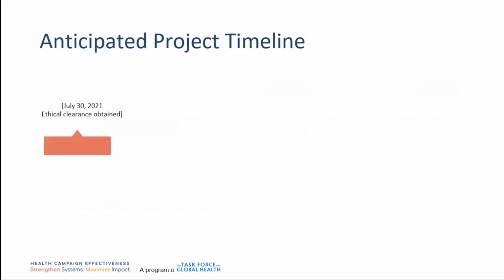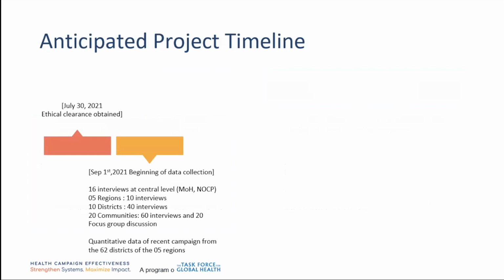As for the timeline, for the moment we have requested the ethical clearance, and we are expecting to have it by the end of July at the latest. From there, we will begin data collection in September this year, with about 16 interviews at central level, 10 interviews in regions, 40 in districts, and 60 interviews in the communities with 20 focus group discussions. Quantitative data will be collected for the recent campaign from the 62 districts of the 5 regions which have been selected for this project.